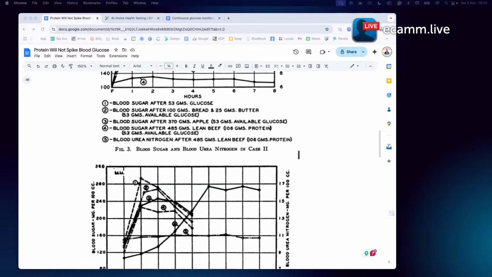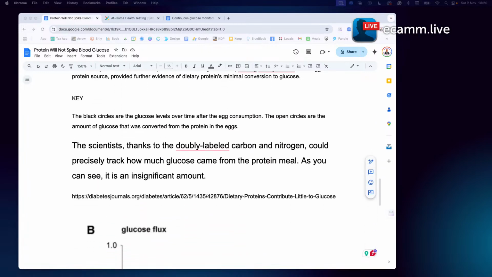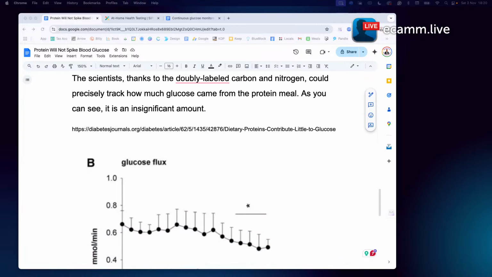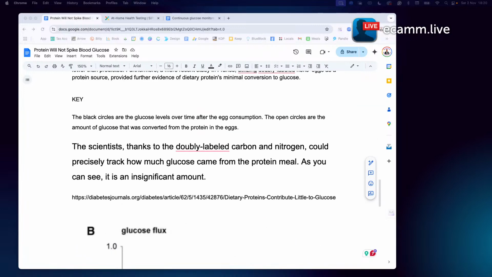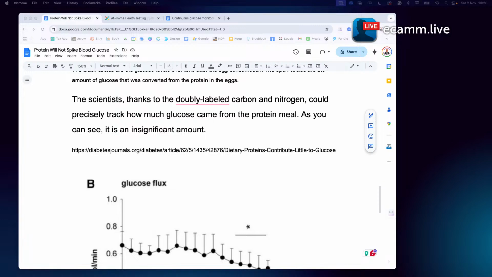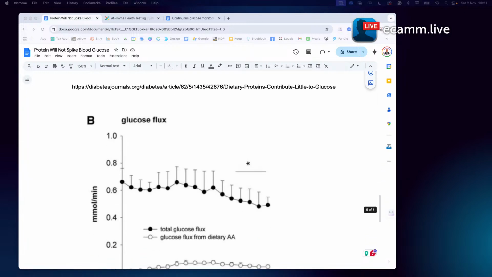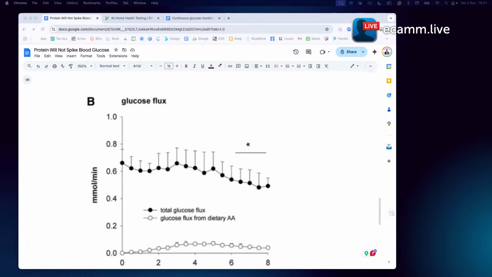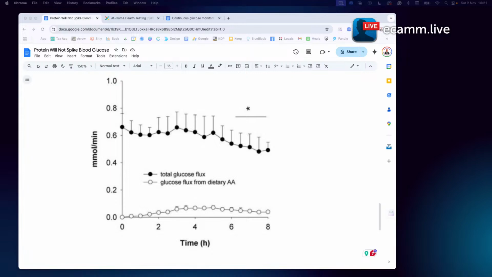How amazing is that? There's loads of other studies, and then you can do what's called labelling the amino acids. This is a different study, and I've got a link there. The scientists, thanks to doubly labelled carbon and nitrogen, could precisely track how much glucose came from protein, or the protein meal. As you can see, it was an insignificant amount. So this is what's called a glucose flux test. Basically, this is the blood glucose with the little black dots at the top, and the glucose flux from dietary amino acids, which have been labelled.